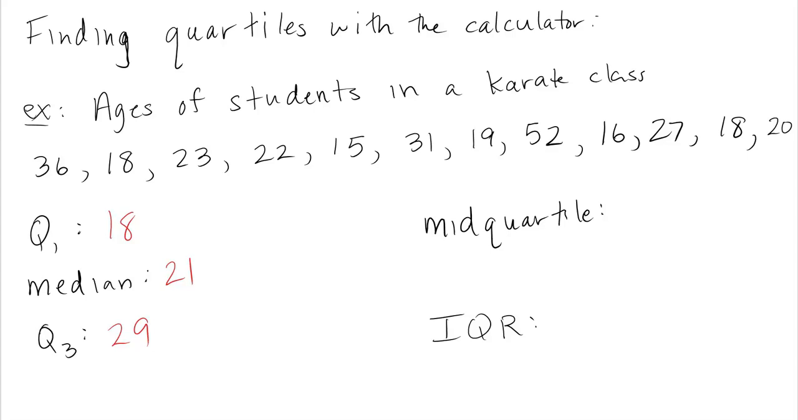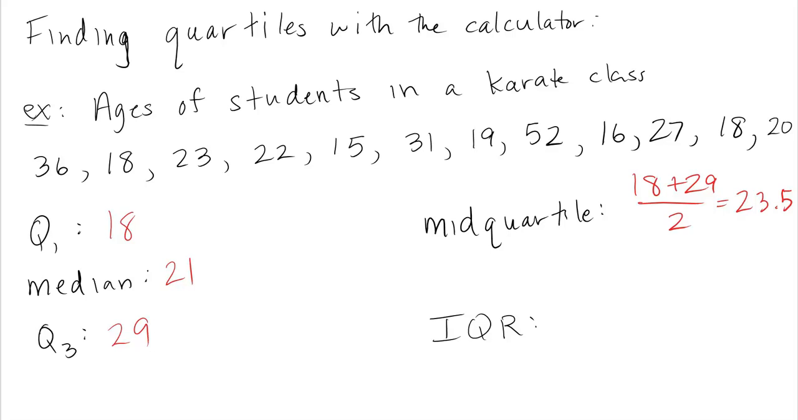The mid-quartile would be the mean of the first and third quartiles. So 18 plus 29 divided by 2. That's 47 divided by 2, which is 23.5. This is supposed to be a measure of center, and you can see that it's at least fairly close to the median. The median is in the dead center. The mid-quartile does a pretty good job of describing the center of this set.